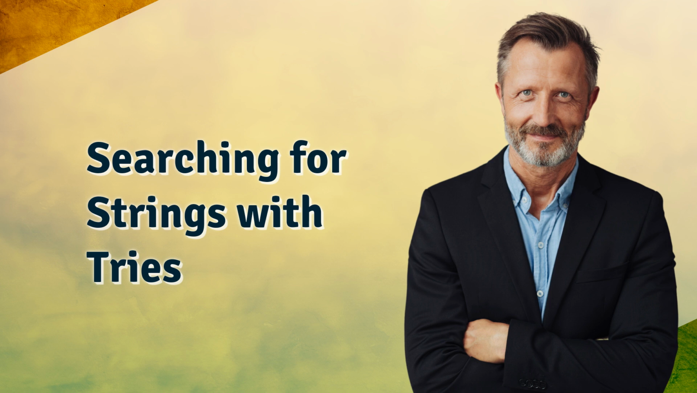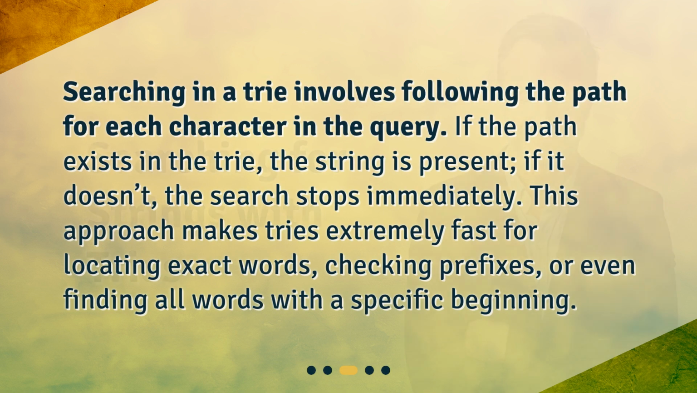Searching for strings with tries. Searching in a trie involves following the path for each character in the query. If the path exists in the trie, the string is present. If it doesn't, the search stops immediately. This approach makes tries extremely fast for locating exact words, checking prefixes, or even finding all words with a specific beginning.